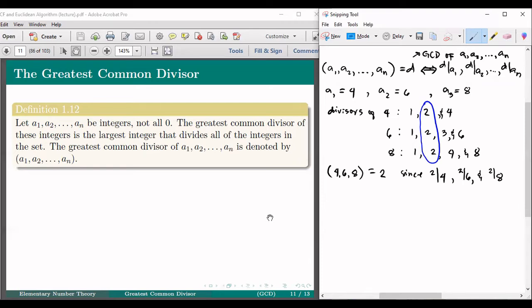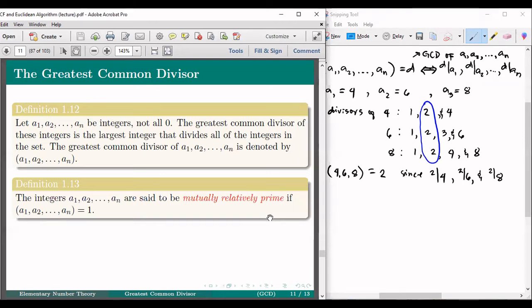Now, let's have here another term. We call it mutually relatively prime. The integers A1, A2, up to A sub n are said to be mutually relatively prime if the GCD of these integers is equal to 1. They are mutually relatively prime.